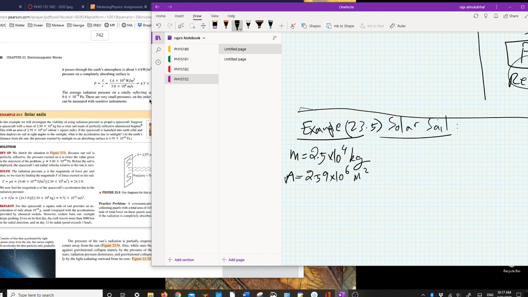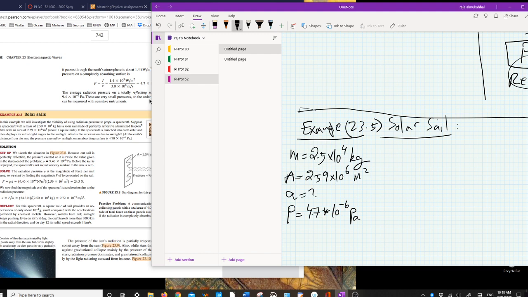If the spacecraft is launched into the Earth orbit and then deploys a sail at right angle to the sunlight, what is the acceleration? So he's looking for the acceleration due to the sunlight. At the Earth's distance from the sun, the pressure exerted by sunlight on the absorbing surface, so he gives us the pressure. The pressure is equal to 4.7 times 10 to the power of negative 6 Pascal. Okay, so it is in the proper unit that we had.